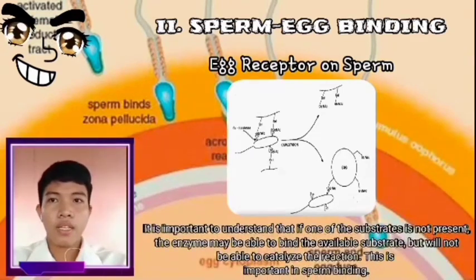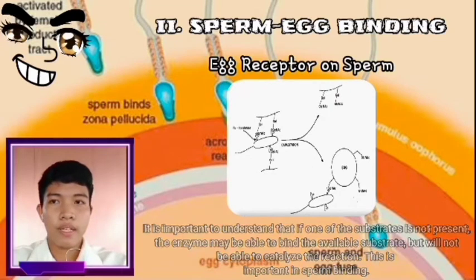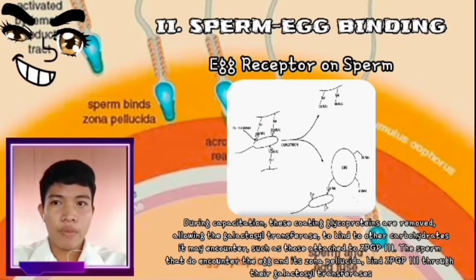It is important to understand that if one of the substrates is not present, the enzyme may be able to bind the available substrate, but will not be able to catalyze the reaction. This is important in sperm binding. Dr. Shur found that sperm, which have no Golgi apparatus, have galactosyl transferase on the surface of their plasma membrane. When sperm are ejaculated, they have oligosaccharides bound to galactosyl transferase. During capacitation, these coating glycoproteins are removed, allowing the galactosyl transferase to bind to other carbohydrates it may encounter, such as those attached to ZPGP3.